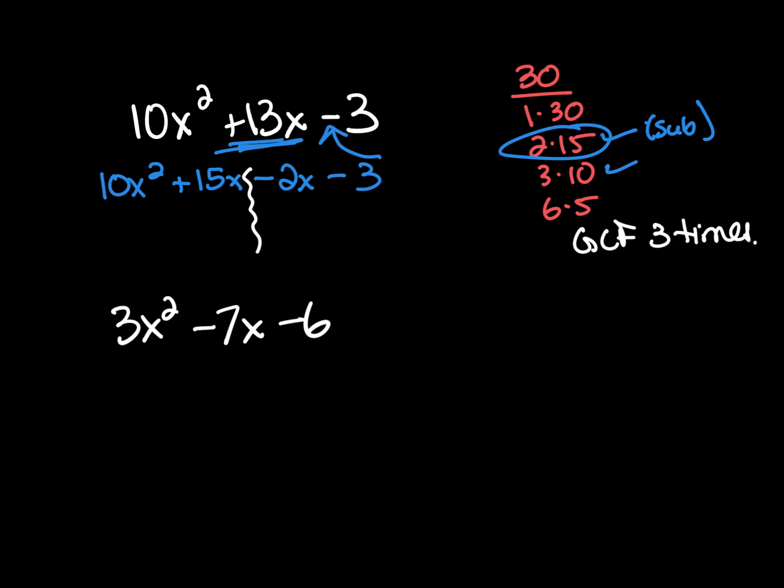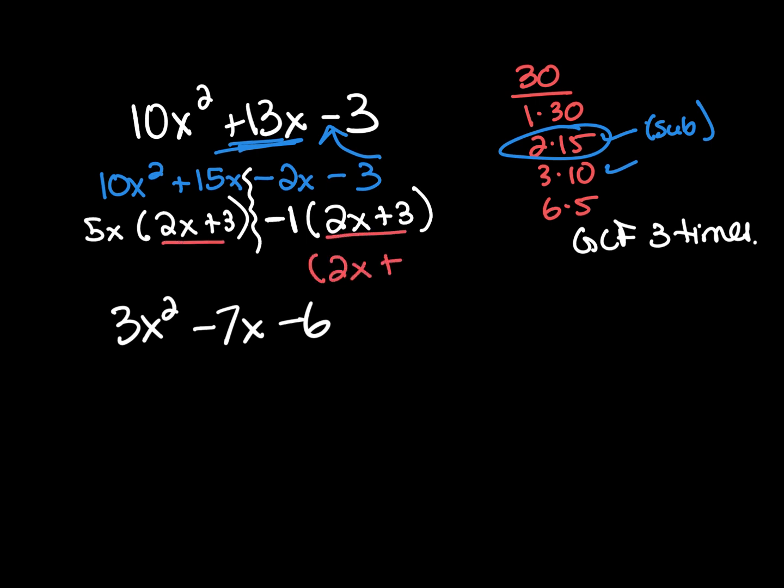So I have 5x here, so I'm left with 2x plus 3. And on the right side, I can see I have a negative 2x minus 3. That means I got to take out that negative 1, because that's how my 2x plus 3 is going to match. And now I can write my final answer. The part that matches, 2x plus 3, and then the part that's left over, 5x minus 1.